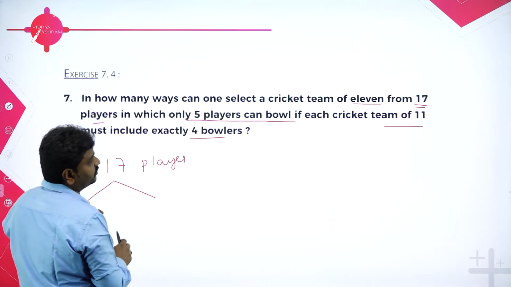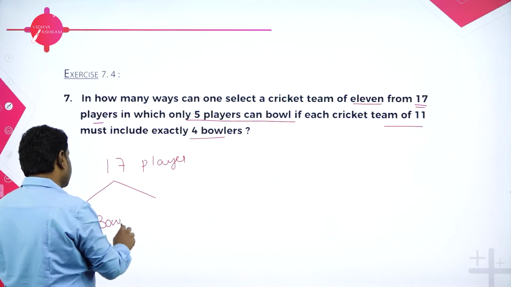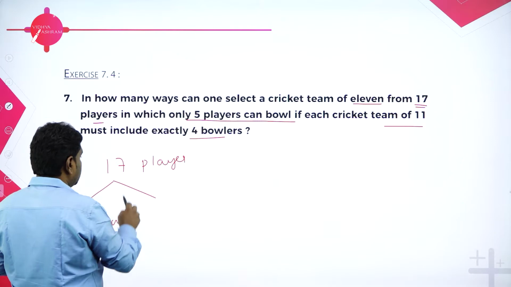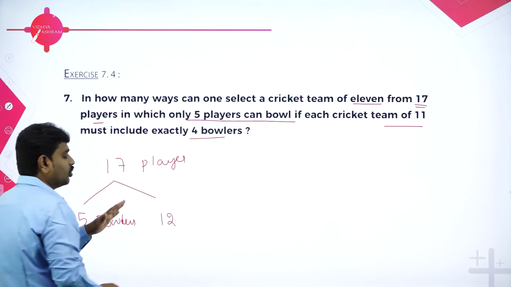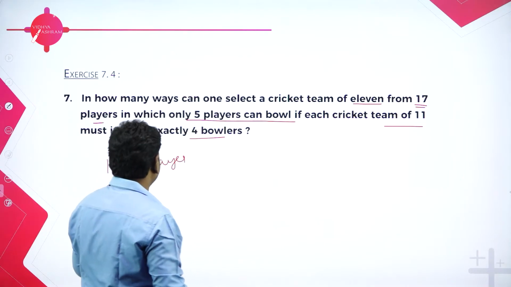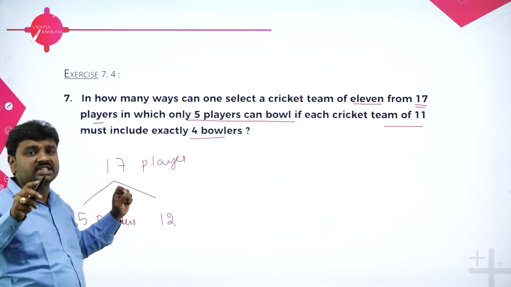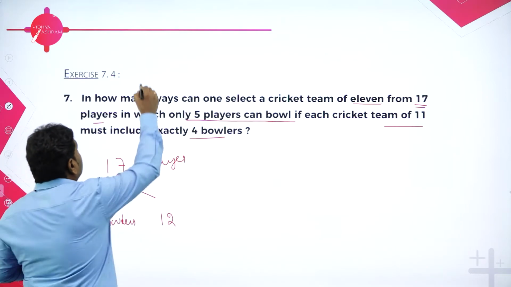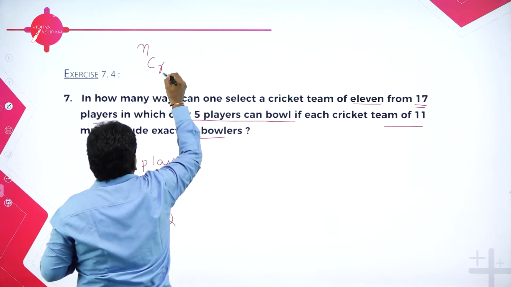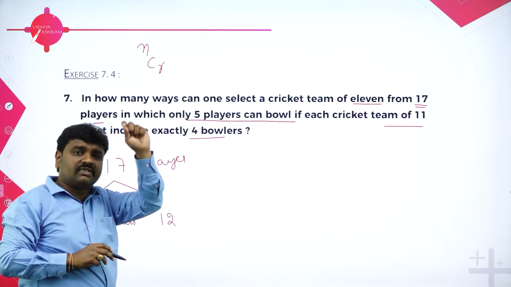Remaining are not bowlers. See, they told 5 can bowl. So I have 5 bowlers. And out of the remaining, 12 are non-bowlers. They cannot bowl. So now you need to select 11 players. If they don't give restriction, out of 17, 11 can be chosen in 17C11. You know nCr. What is nCr? Selecting r from n things. If they don't give restriction, I would have taken 17C11.